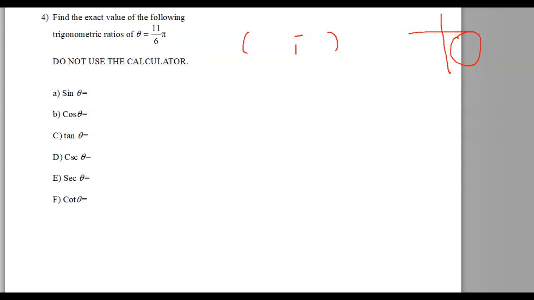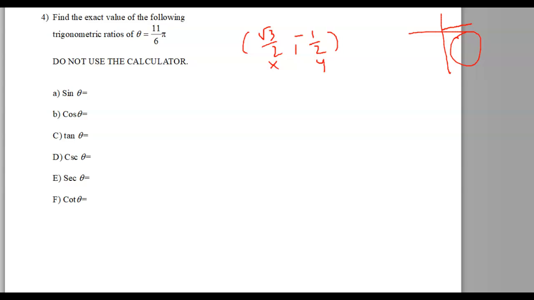The denominator is a 6. So in the first quadrant, which one has a denominator of 6? The one at the very bottom. So it's going to be square root of 3 over 2 and negative half. That's the x and y coordinate of the angle where 11 over 6 pi terminates.